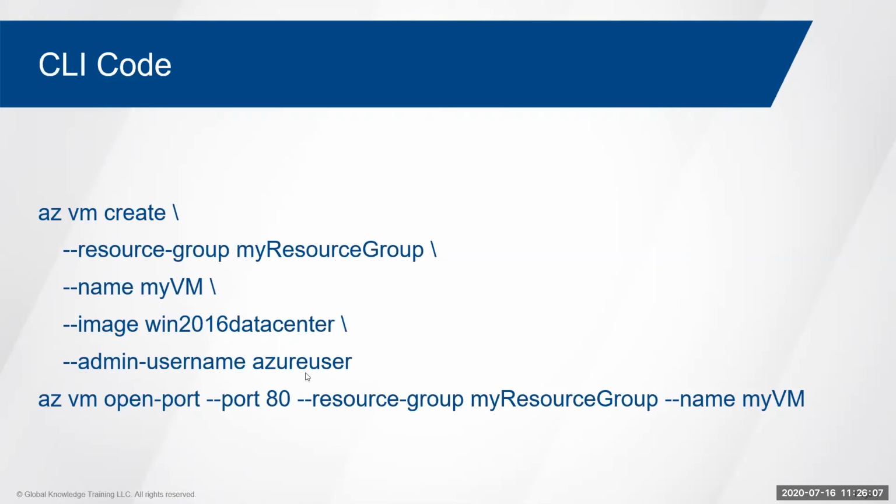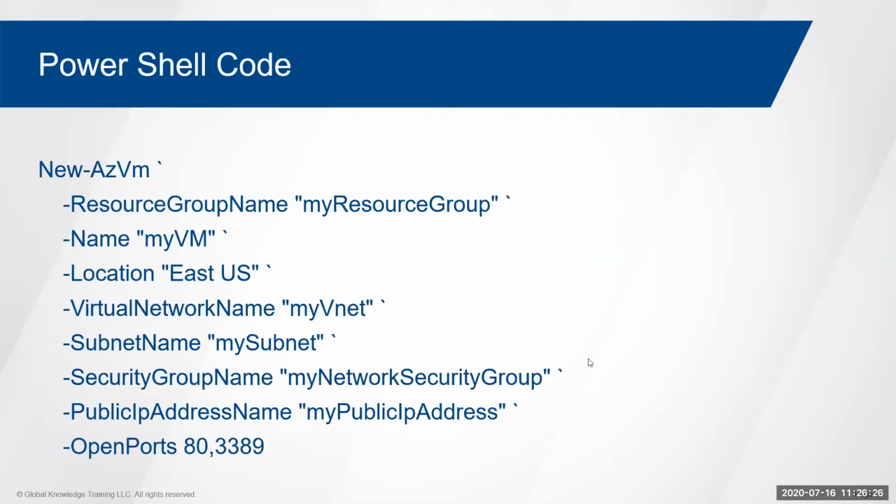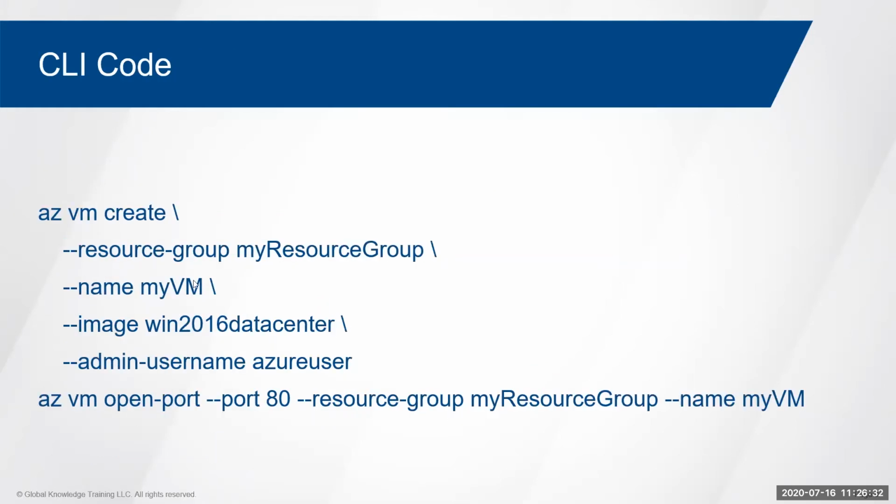The admin username, okay, whatever. And then to open the ports, so here we have az vm, we're doing something, open-port, the port 80, the resource group, and the name of the virtual machine. Okay, so these two are functionally identical. Well, except this one has port 3389 as well and a public IP address. But you can switch back and forth.